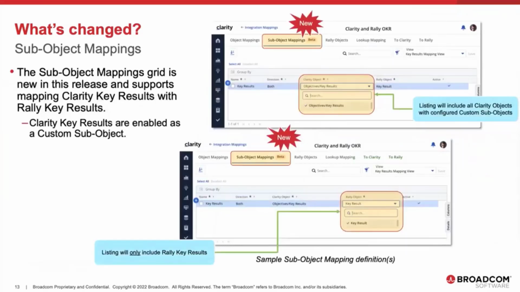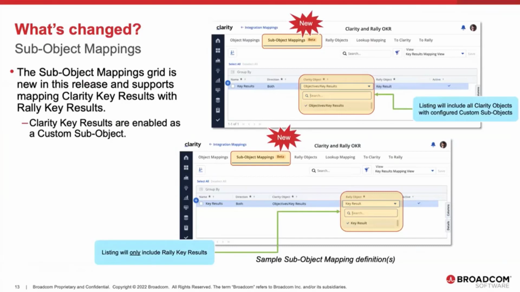So with the object mapping in place, there's another activity that needs to occur related to key results, and that is mapped in the form of a sub-object mapping. This is a new area, and this pull down in the upper screen displays the objectives key results value representing a custom object / custom sub-object pairing. Only those objects with a configured custom sub-object are displayed in this list. From within the Rally pull-down, the lower portion of the page, a single key results value is available. This pull-down will only include Rally's key results value.